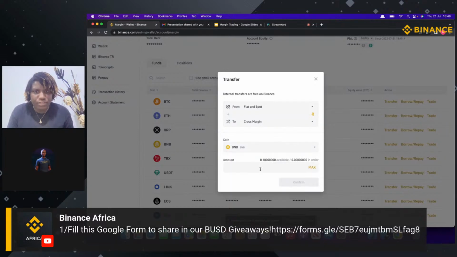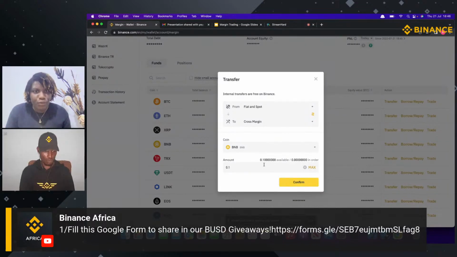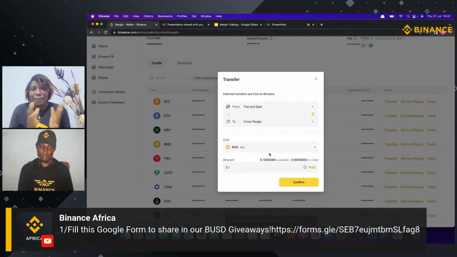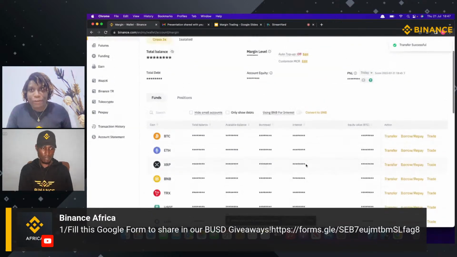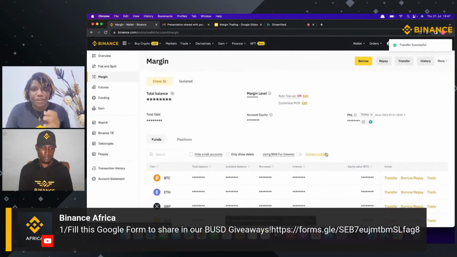Here you select whichever asset you want to transfer. So let's say I want to transfer BNB. I just have some $26 here, so let me just click the max. So I am going to confirm this. I'm confirming that I want to transfer the BNB I have in my spot wallet into my margin wallet to aid me in continuing with whatever I want to do in terms of trading, and having access to more funds through leverage. So I confirm it. Once I confirm it, it means that right now I have BNB here in my margin wallet.